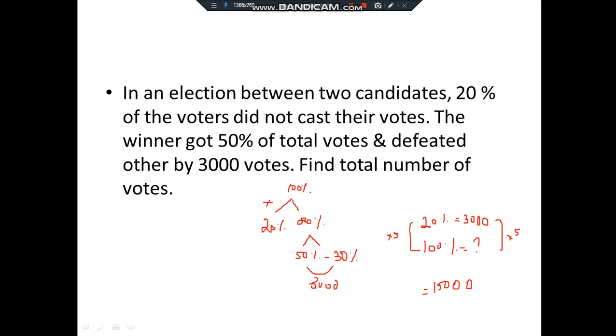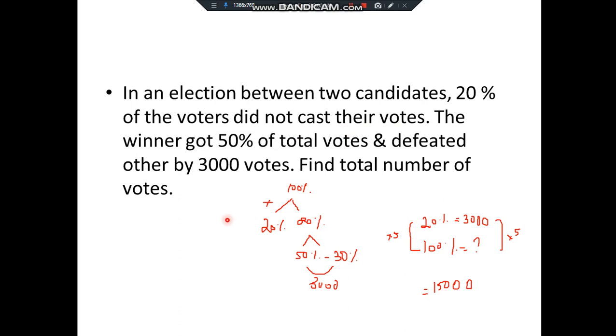This is the second type of question. See, in an election between two candidates, 20% of the voters did not cast their votes. The winner got 50% of the total votes and defeated the other by 3000 votes. Find the total number of votes. So we have to find the 100% equivalent, okay? So 100% as usual, A, B. What have they given?